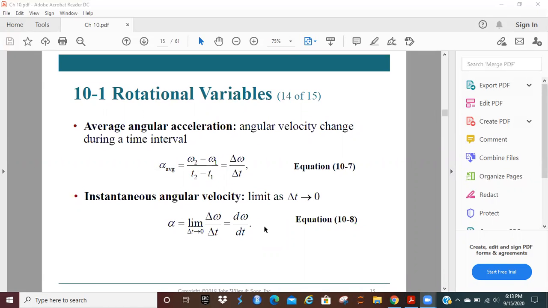So the average angular acceleration is basically going to be the change in your angular velocity with respect to time. Shouldn't surprise you there. And then the instantaneous angular velocity, which actually I believe should be instantaneous angular acceleration. I think there's a mistake in the slide there. And the limit as the change in t goes to 0. So alpha ends up being the limit as the change in t goes to 0. So it's d omega dt.